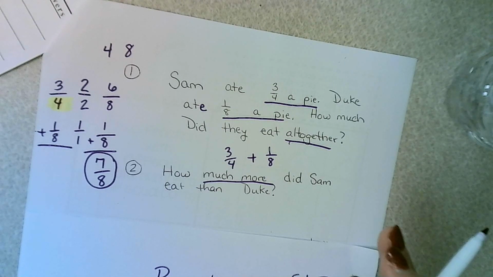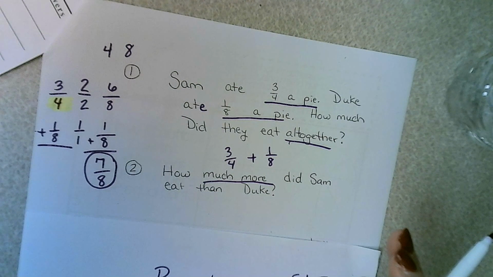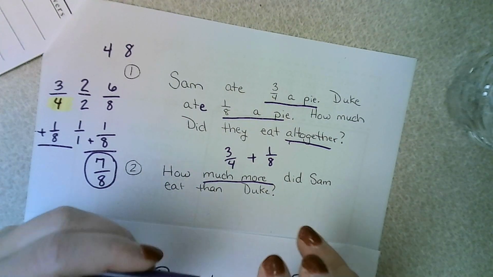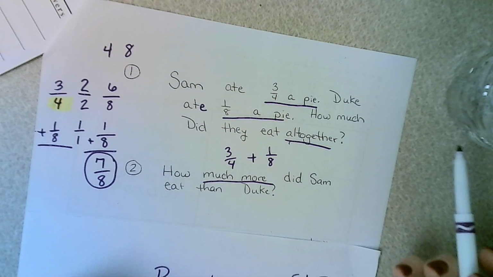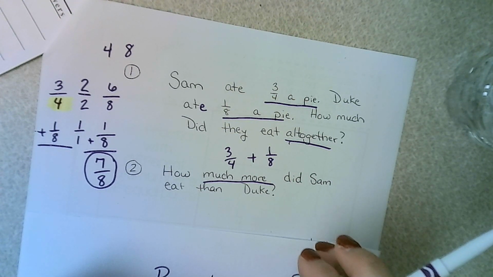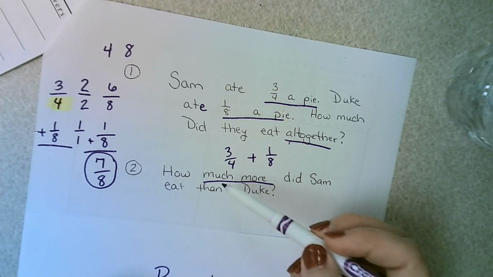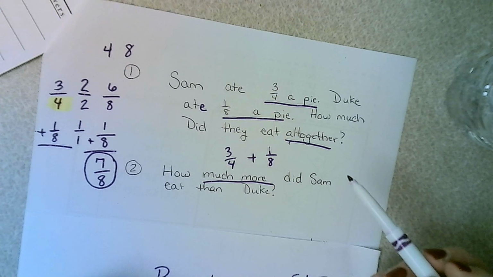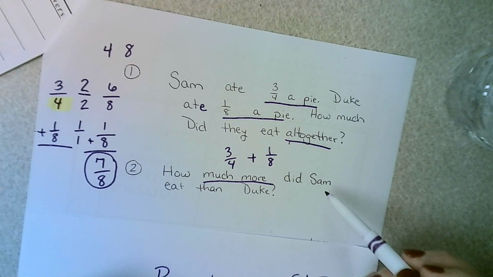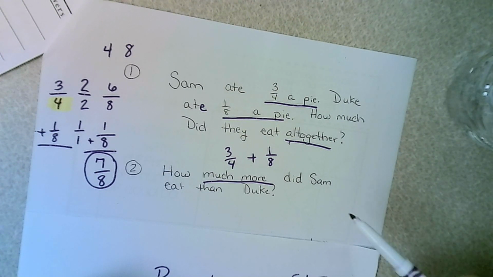Piper is how old? 10. Anybody in here older than 10? How old are you? 11. Tanner's 11, Piper's 10. How much more is Tanner than Piper? How do you figure that out? 1 year. How do you figure that out? You subtract. Same thing. If you're wanting to know how much more, you're going to subtract. So you're going to take these same numbers. How much more did Sam eat than Duke? So Sam goes first, Duke goes second, and you subtract.